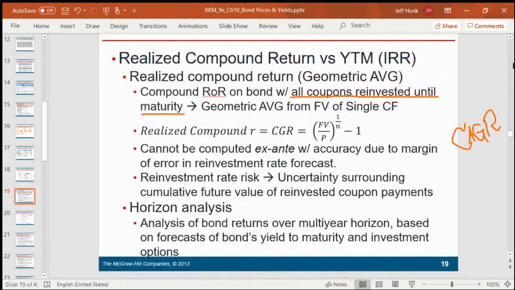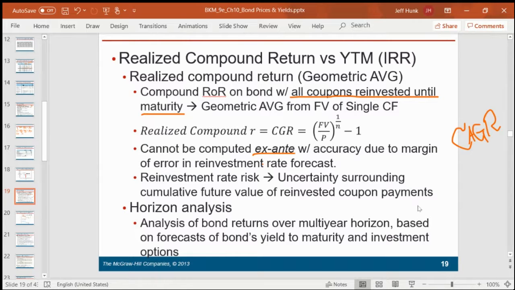This brings us back to the question of can we know the realized compound rate ex ante? In other words, a priori? No, we cannot. We don't know it with accuracy due to margin of error in reinvestment rate forecast. So that's why there is reinvestment rate risk. Remember, reinvestment rate risk is the uncertainty surrounding cumulative future value of reinvested coupon payments.